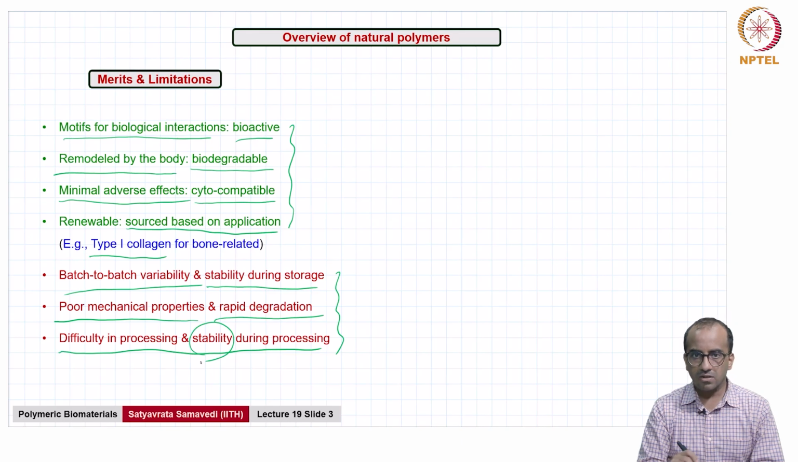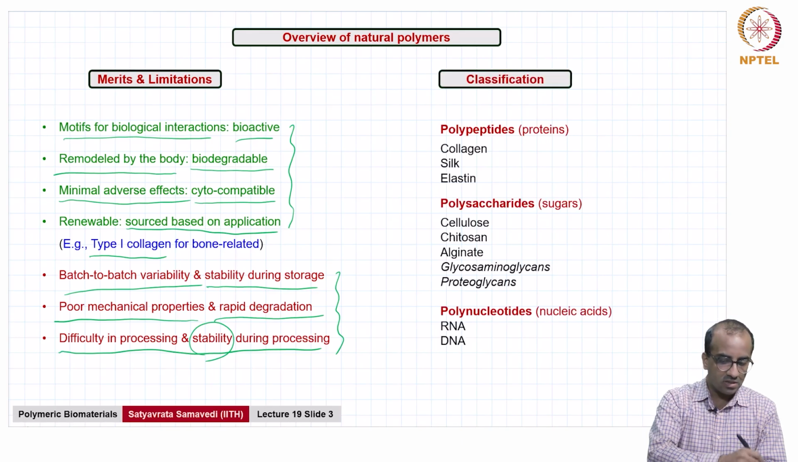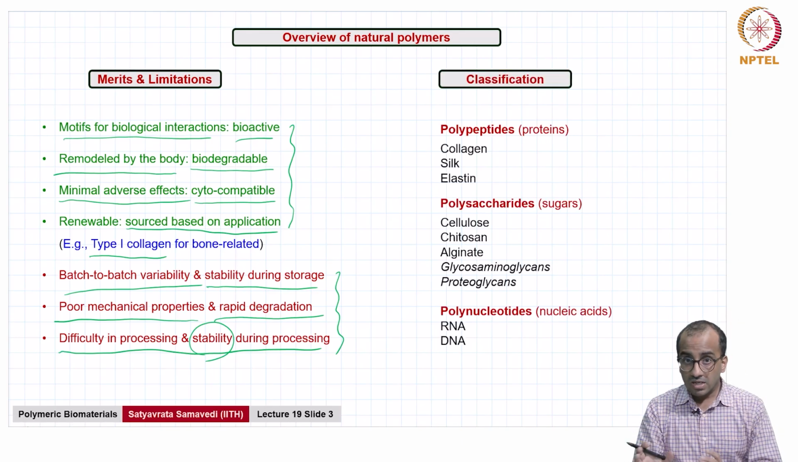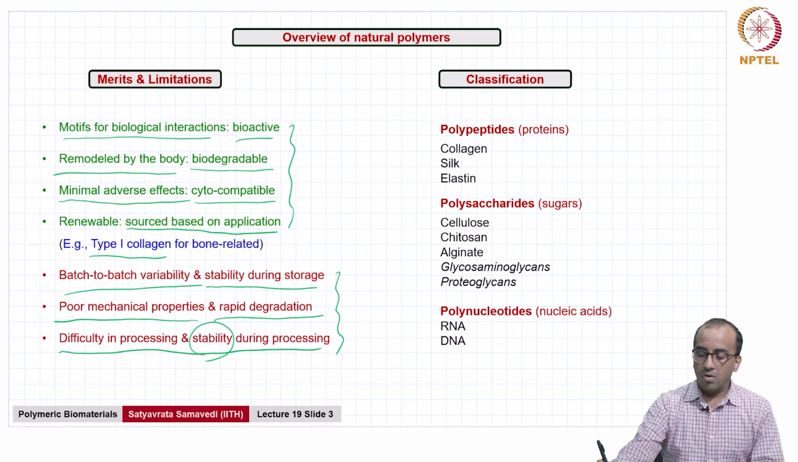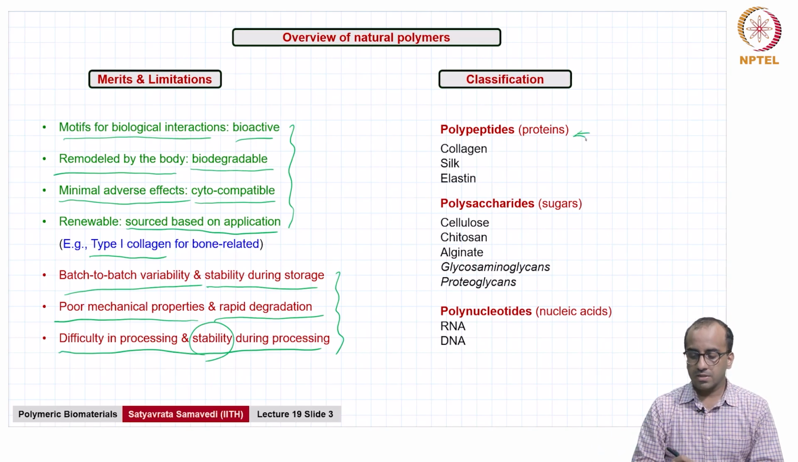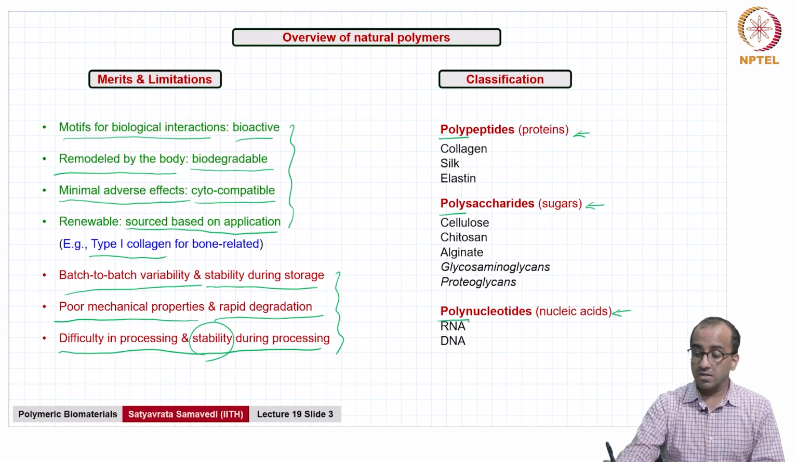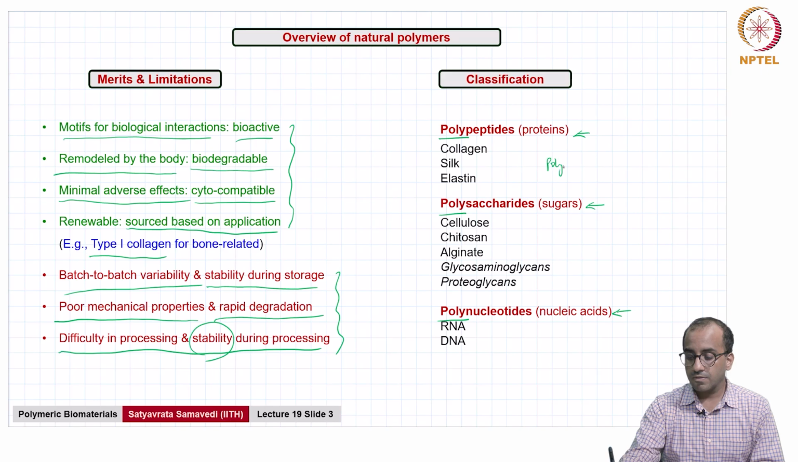Now, with that context being set, we will now turn our attention to the classification of natural polymers, and it so happens that they can broadly be classified into three broad categories. One is polypeptides, the other is polysaccharides, and the third is polynucleotides. And notice the word poly used in all three of them. This is just to reiterate the fact that we are still looking at polymers.